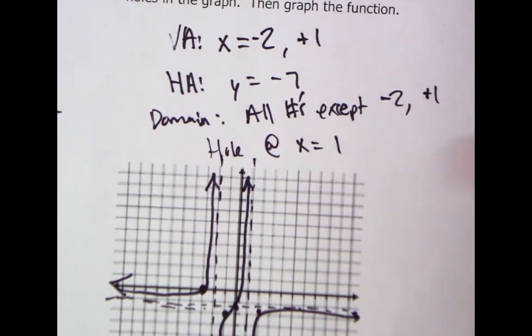That's an entire problem from start to finish. Vertical asymptote, horizontal asymptote, domain, holes, if there are any. Sometimes there's not. Sometimes all of your asymptotes are there.